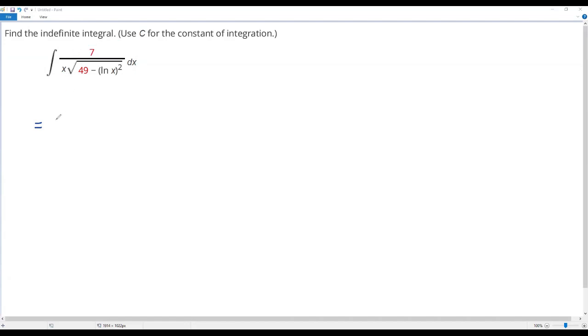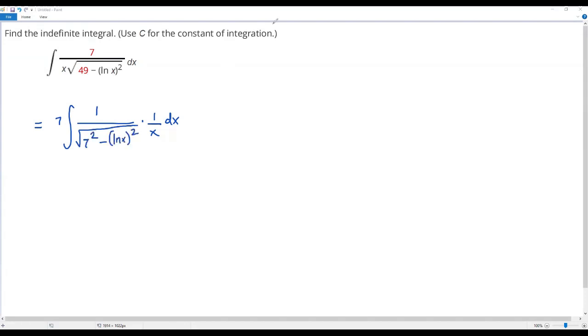the integral. Then I'm getting 7 times integral 1 over. I'm going to write this x in the denominator along with this dx. Then I'm getting 1 over x times dx. Then we have the square root. Now I write this 49 as 7 squared minus (ln x) the whole squared.